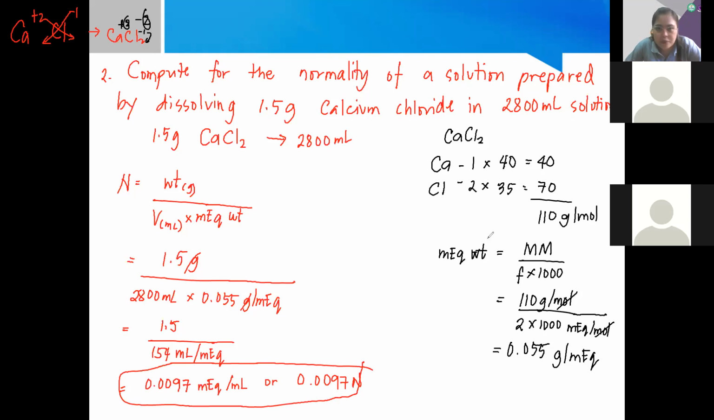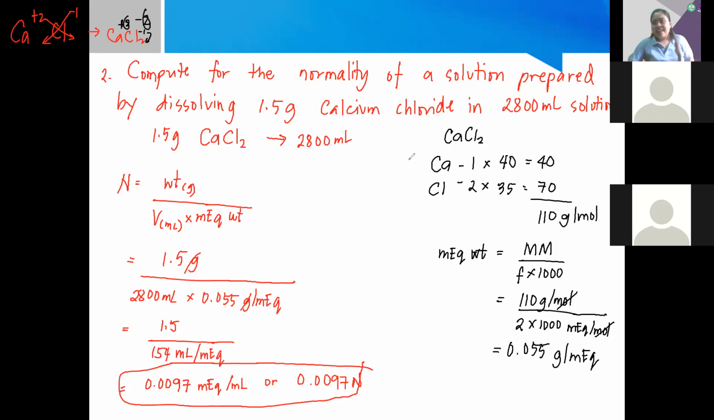Sabi ni mo 1.15 grams, 1.5. That's 1.5. So let's check who got the correct answer. Okay, tama. Okay lang itong 0.009, no problem. So, anyway, most of you got the correct answer. I hope those na hindi nakuha yung 0.009 or 0.0097 is na-identify nyo saan sa process kayo nagkamali.